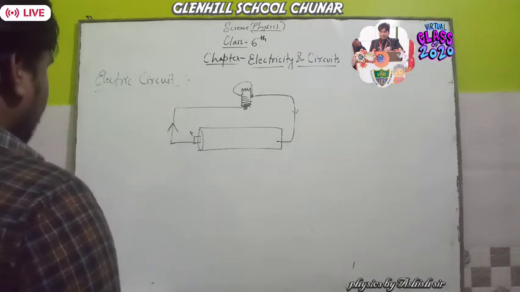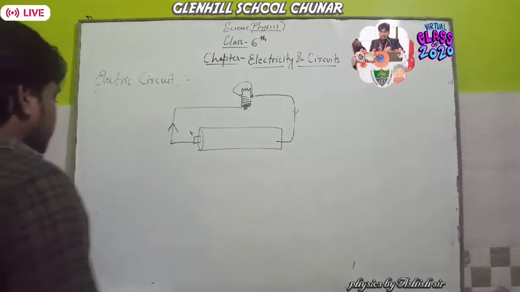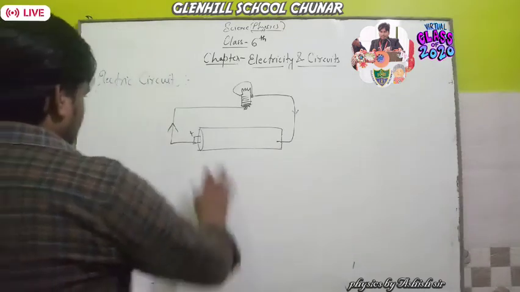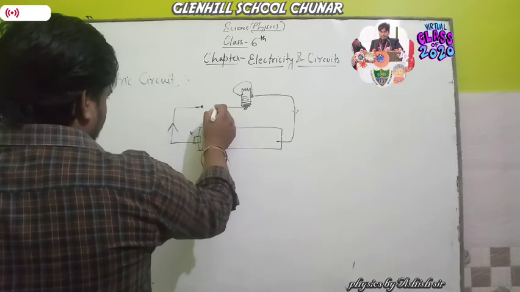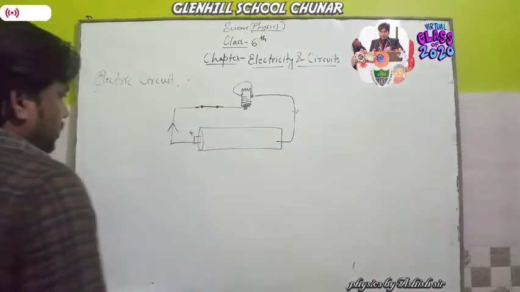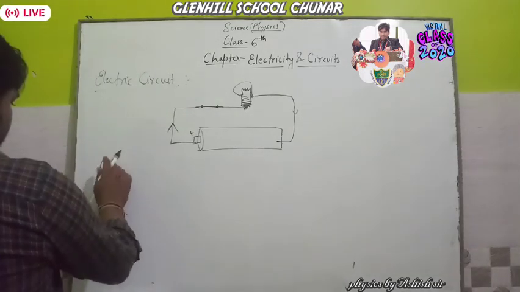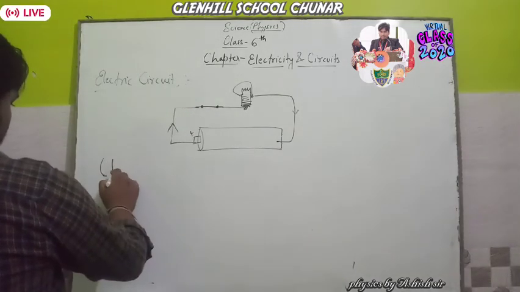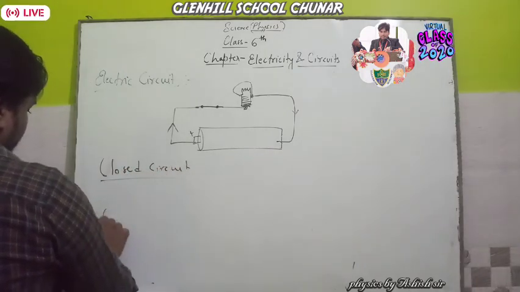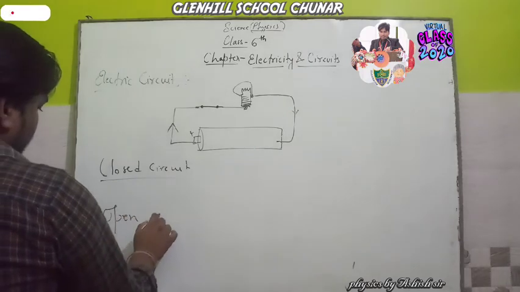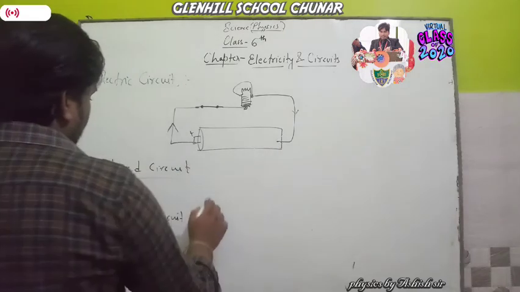The closed and continuous path through which electric current flows is known as an electric circuit. Now there are two types of circuits, in which there is also a key or switch. Okay? There is a switch. Clear? Now there are two types of circuit: closed circuit and open circuit.